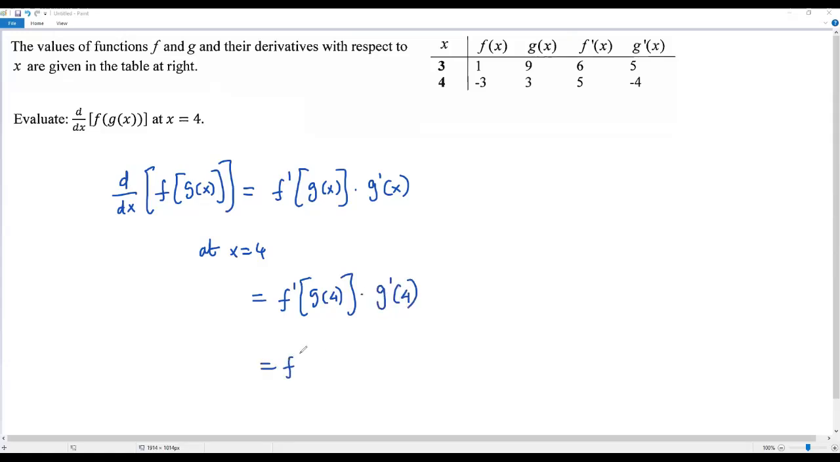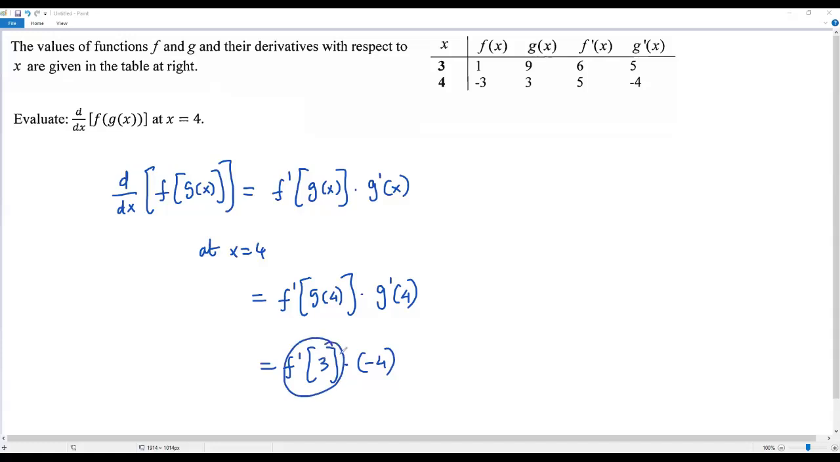Okay, now what is the value of g of 4? Actually, g of 4 is the value of g of x when x equals 4. In the table, when x equals 4, the value of g of x is 3. So this 3 is the value of g of 4, and we can plug in 3 for g of 4 over here. Times, now we have to get the value of g prime of 4. G prime of 4 is the value of g prime of x when x equals 4. When x equals 4, the value of g prime of x is negative 4. So let me plug in negative 4 for this one.